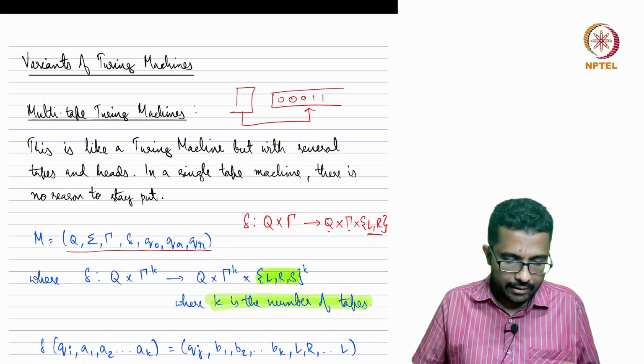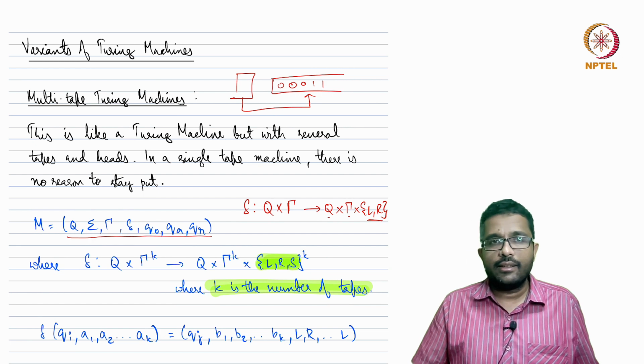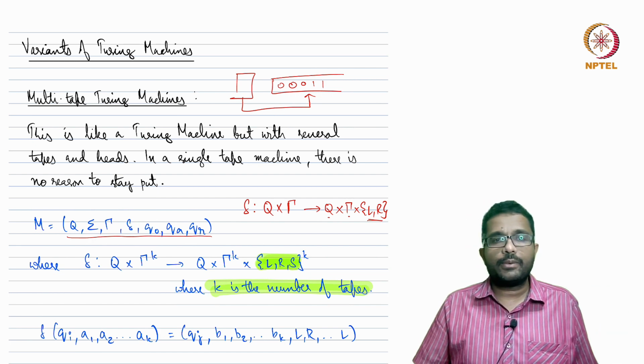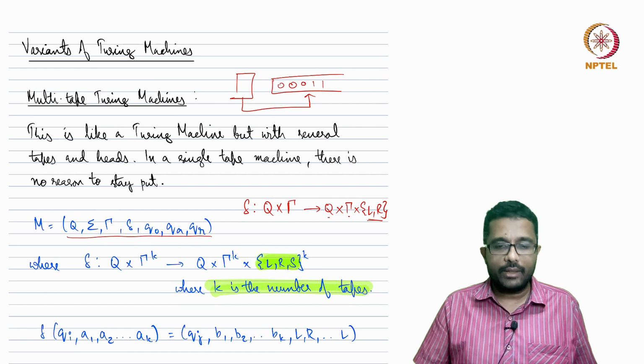In the next lecture we will see another variant of Turing machine, which also will turn out to be equivalent, which will be the non-deterministic Turing machine.